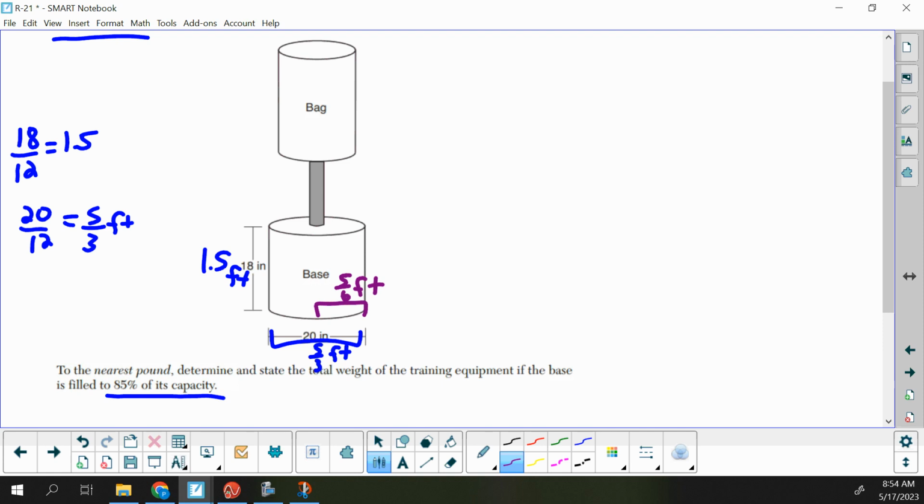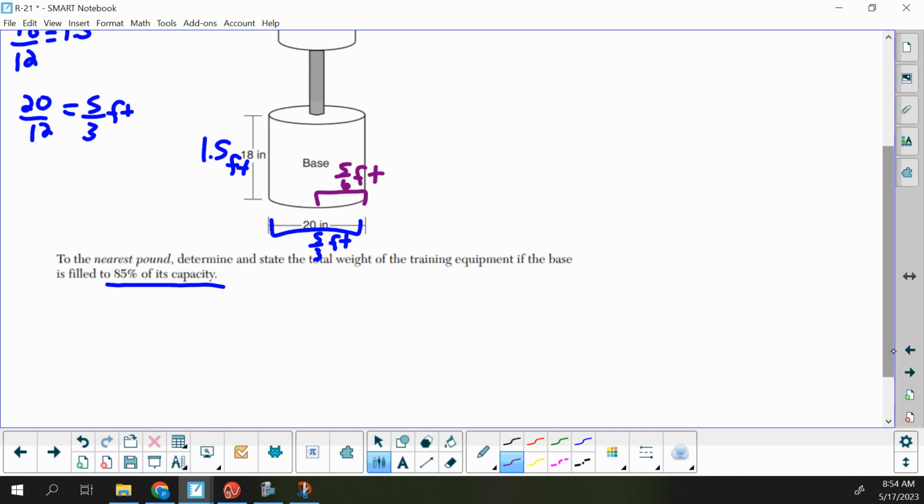So our first goal is to find the volume of the entire base. It is a cylinder, so we can go to our reference sheet. Volume is pi r squared times h. So we're going to have volume equals pi times 5/6 squared, because the radius was 5/6, and times our height of 1.5. And we'll give you a moment to punch that in and get that in your calculator.